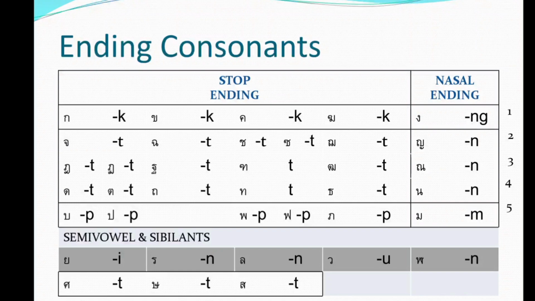The stop ending doesn't differentiate between aspirate consonant or non-aspirate. It's just a silent voiceless stop. And you can also see which are the nasal endings like ang, an, am, and stop endings ak, at, ap. As for yo, at the end of the word, it has a sound as i. And for vo, at the end of the word, it has a sound w. Those are semi-vowel consonants.